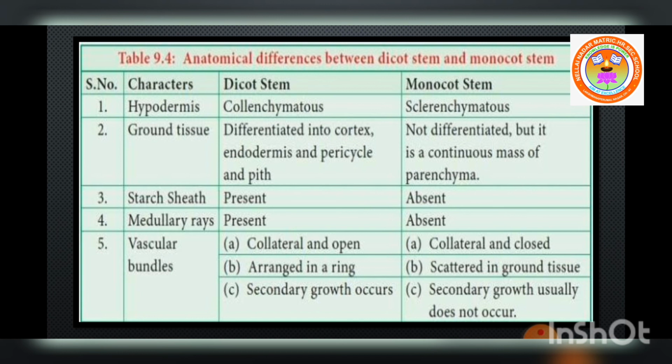In dicot stem, vascular bundles are arranged in a ring, but in monocot stem, vascular bundles are scattered in ground tissue. In dicot stem, secondary growth occurs due to the presence of cambium. But in monocot stem, secondary growth usually does not occur since there is no cambium. So these are all the anatomical differences between dicot stem and monocot stem.